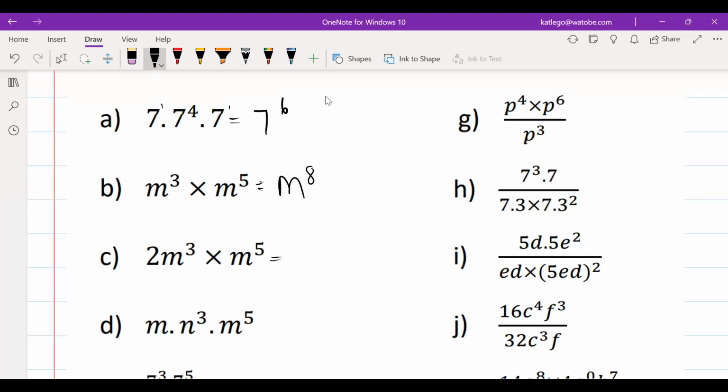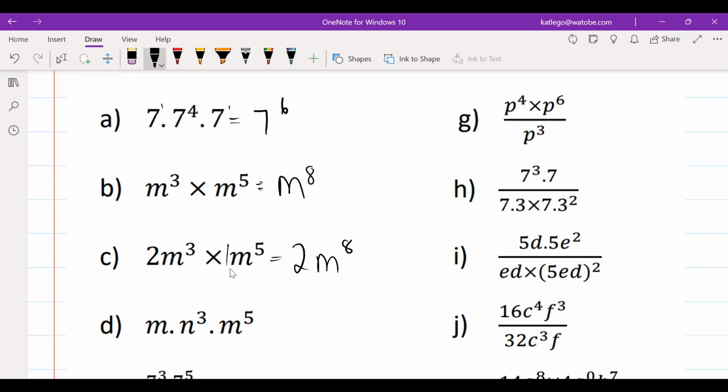Let's see what's happening by C. We're not multiplying, remember, we're adding the exponents, Gideon. It's okay, don't be sorry, we're here to learn. What's happening with C, guys? Yes, if there's no coefficient here, it's an invisible 1. So then you just multiply the numbers as you would in an ordinary way. So it's going to be 2 times 1, which is 2m to the power of 8.